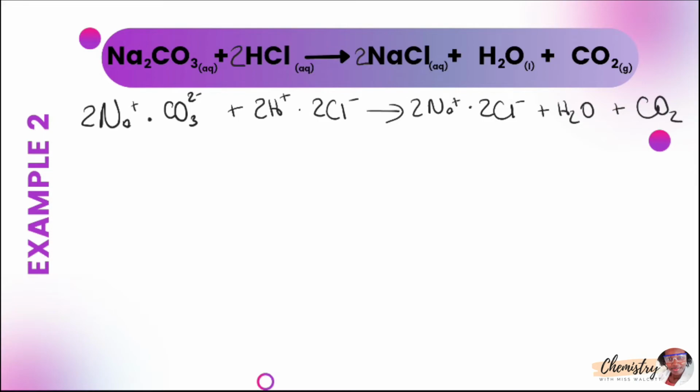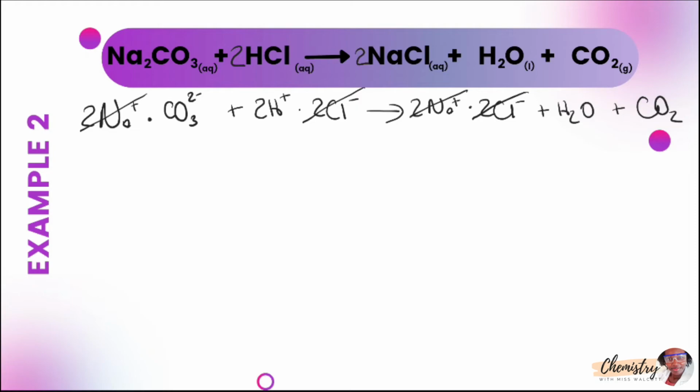Next, I'm going to look at both sides of my equation, both sides of the arrow, to see if there are any species that are exactly the same. I have 2 sodium ions on the reactant side. I have 2 sodium ions on the product side, so we cross that out. Carbonate, CO3 2-, I'm not seeing it on the product side. 2H+, I'm not seeing it on the product side. 2Cl-, I'm seeing 2Cl- on the product side. We have now crossed out all our spectator ions. These did not change. They're not really taking part in the reaction.